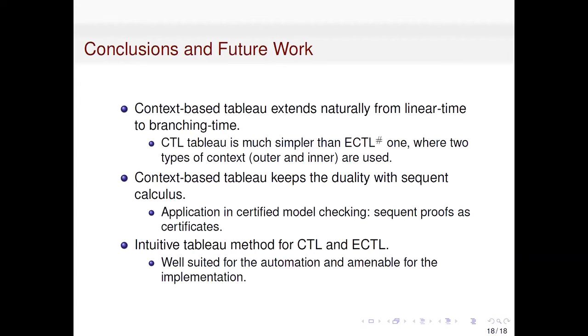Now, what is very important, and this is our ultimate idea, as I said, is to use the constructions to generate the dual sequent calculus, because then we can apply these sequent proofs as certificates for the certified model checking approach. Now, what is important is that the developments that we ended up in this paper are quite intuitive techniques for CTL and ECTL, and they're quite well suited for automation and amenable for implementation, which is part of our current and future work. Thank you.